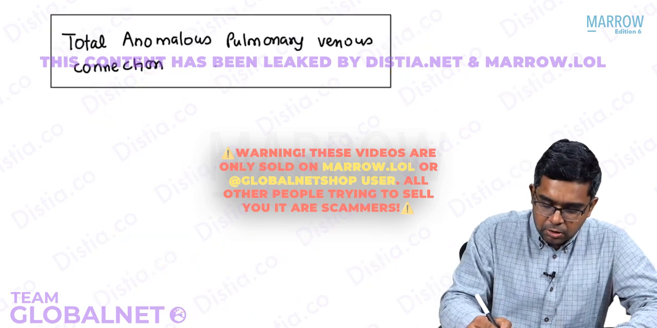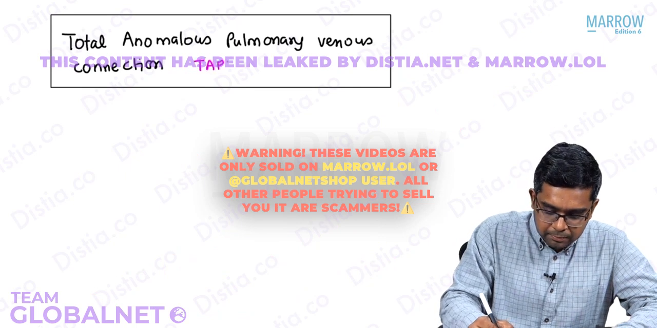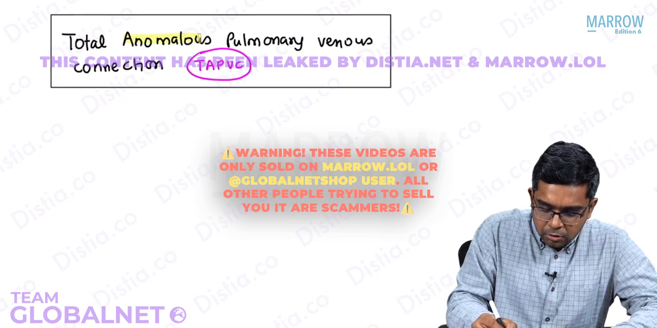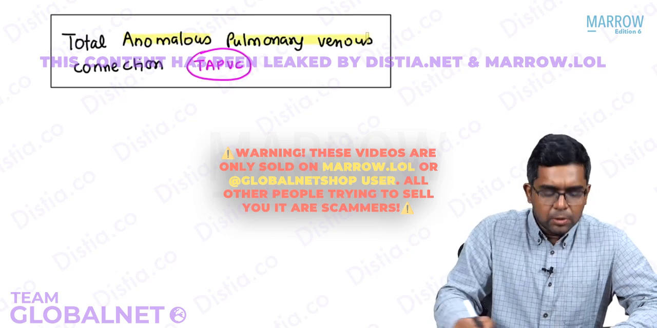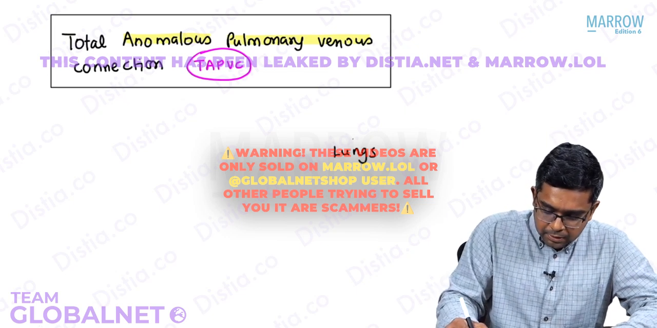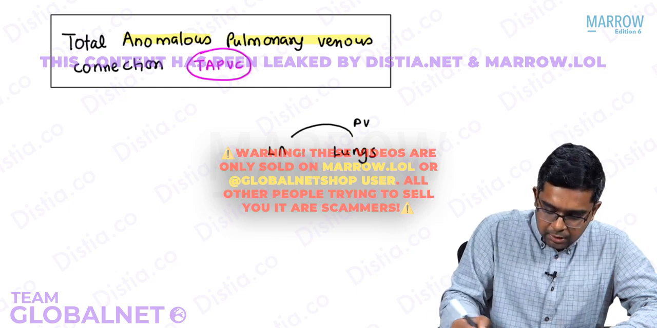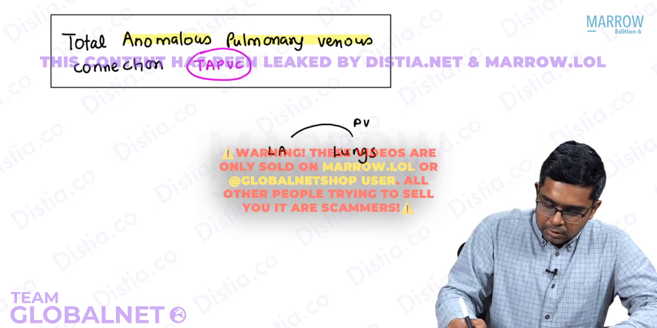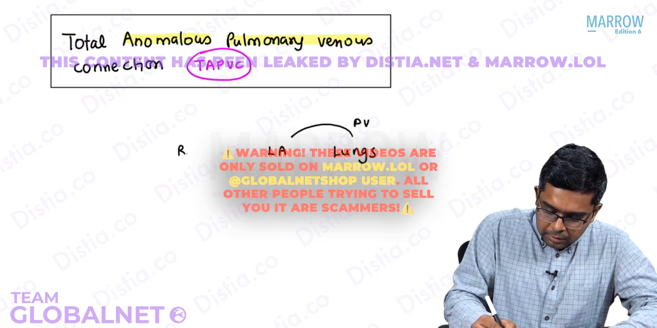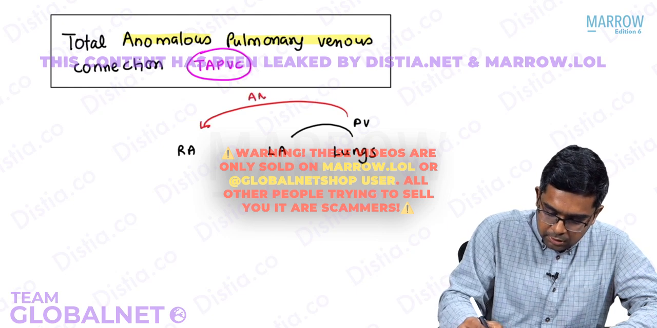The last condition is called total anomalous pulmonary venous connection, or TAPVC. So as you can infer from the name, it is the anomaly of the pulmonary veins. What is the anomaly? In simple terms, from the lungs, the pulmonary veins, that is PV, should come into the left atrium of the heart. That is what is normal. The anomaly is, instead of coming into the left atrium, the pulmonary veins drain into the right atrium. This is the anomaly.